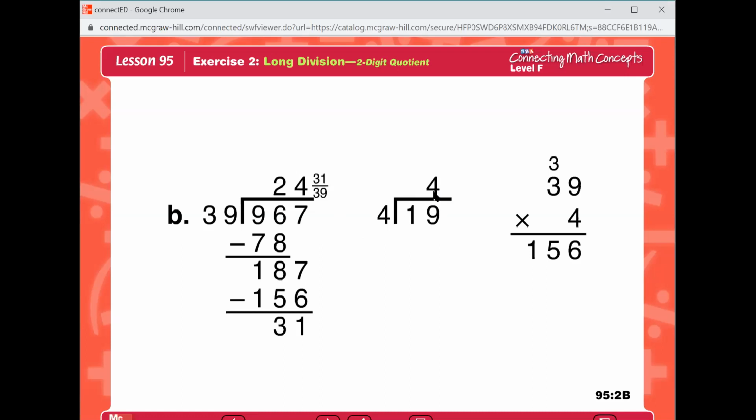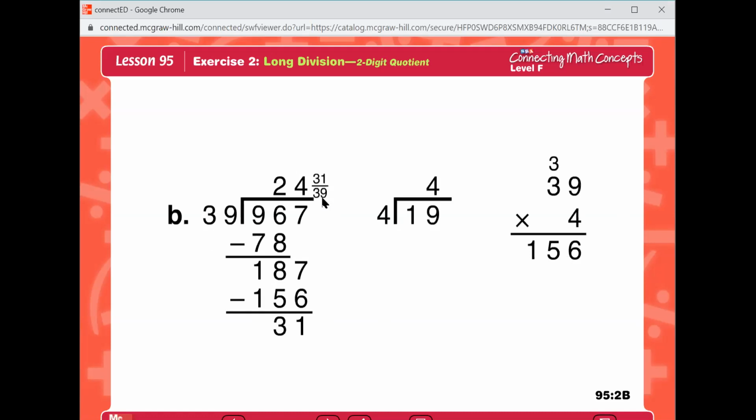19 divided by 4 is 4, because the closest we can get is 4 times 4, which is 16. So we're going to say 19 divided by 4 equals 4. That gets plugged in right here. Now you will want to multiply 39 times 4 to get this number right here. As we know, 39 times 4 equals 156. So, like it's shown, plugged in right here. Now we need to subtract these two numbers to figure out our remainder, which is 31. 31 is our remainder, so it goes up here. And remember, our denominator for our remainder is always the number we divide by. This matches this.